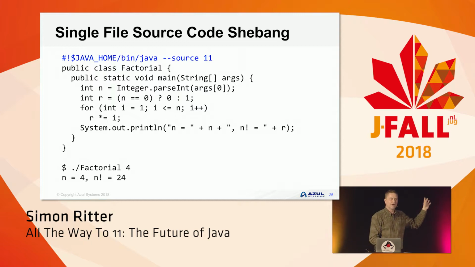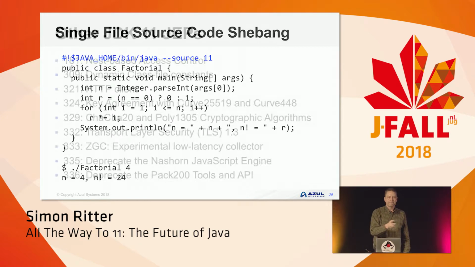Then, if that's made executable, you can simply do ./factorial 4, and you get the result because the Java runtime will look at that and go, right, I need to compile it, I then need to run that class file. The primary reason really for doing this is to make it easier to get started with Java, so we can get more people to write Java.